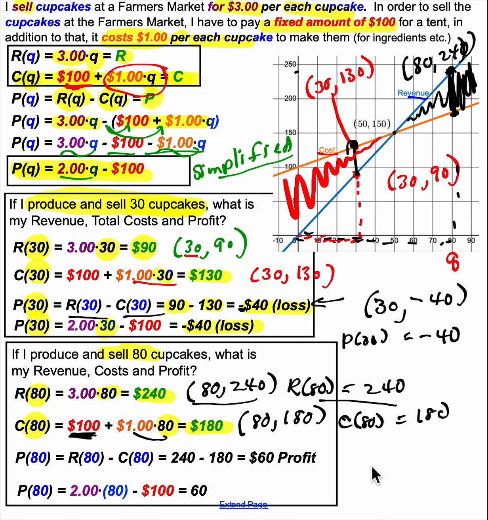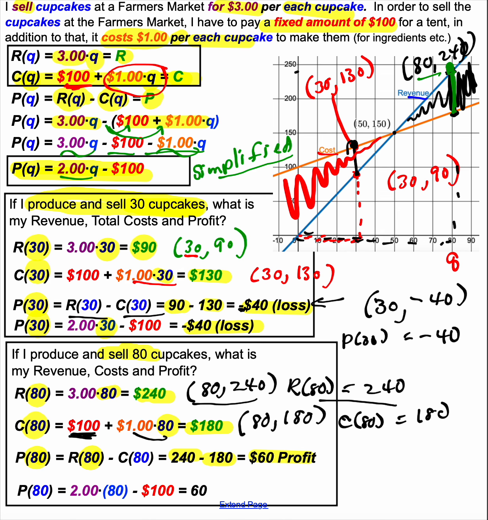Okay, so let's actually evaluate the profit function. So profit is revenue minus cost. So I have a quantity of 80. I could take my revenue of 240 and subtract from it my cost of 180. That gives me a profit of $60. And again, that is just the difference here. Here's my revenue. Here's my cost. It's greater, right? It is greater. My revenue is greater than my costs.